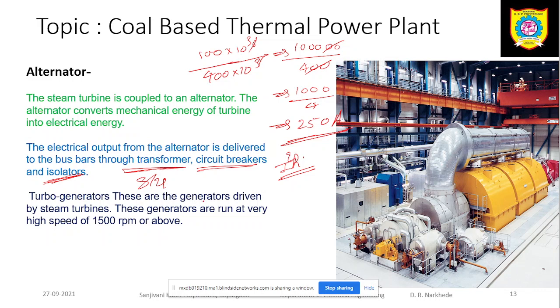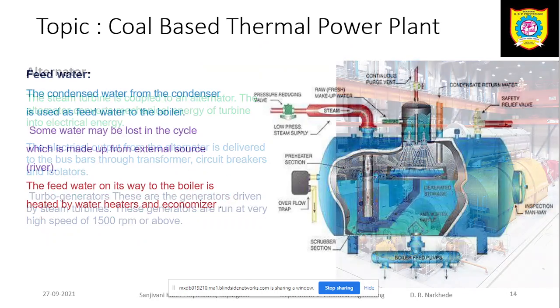Then turbo generators are these generators driven by the steam turbines. These generators are run at a very high speed of 1500 rpm or above. So normally the generator will rotate at 1500 to 3000 rpm.